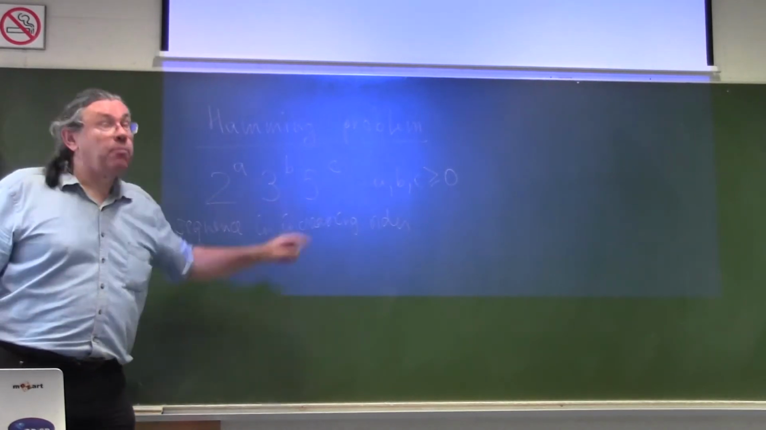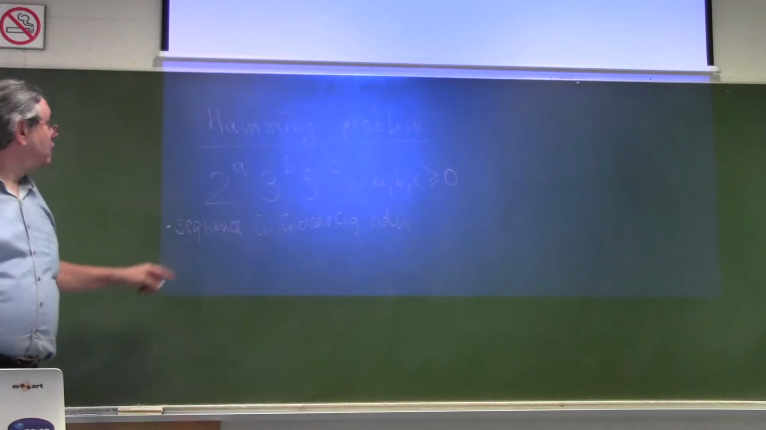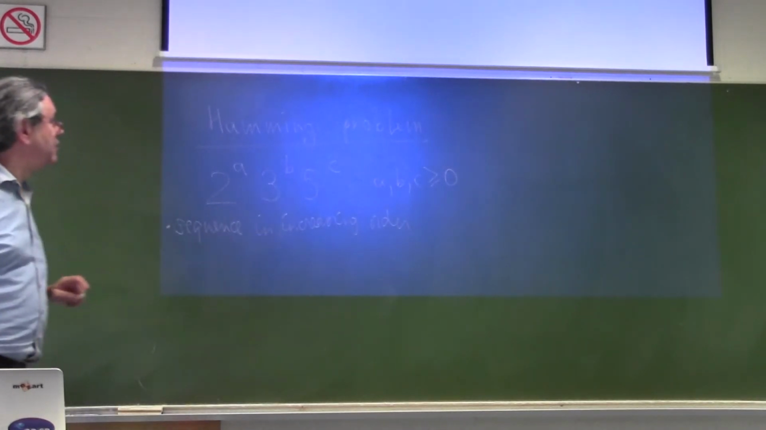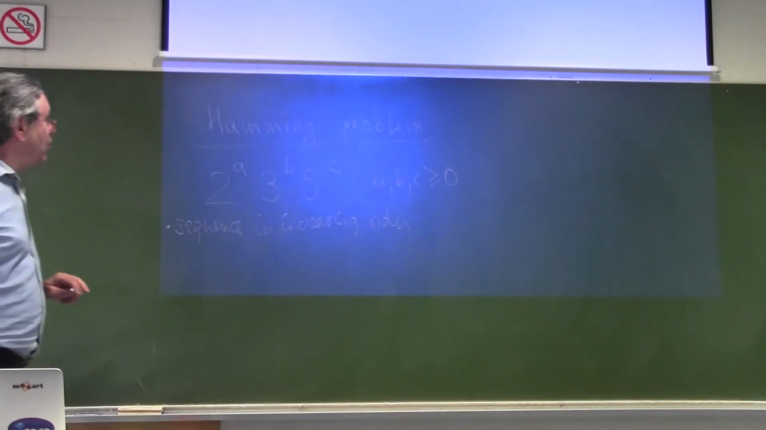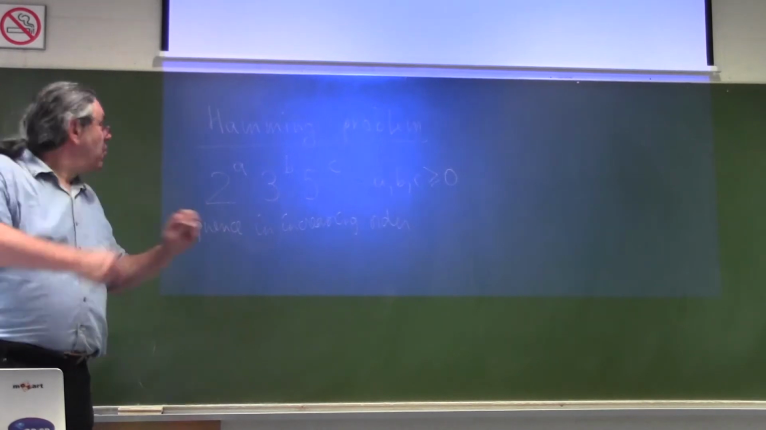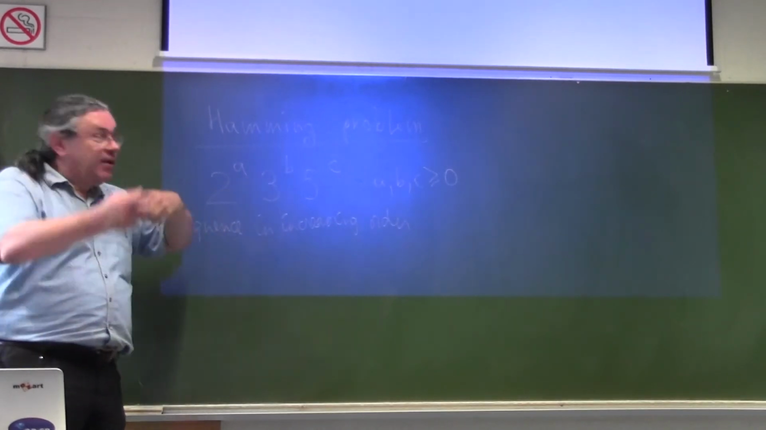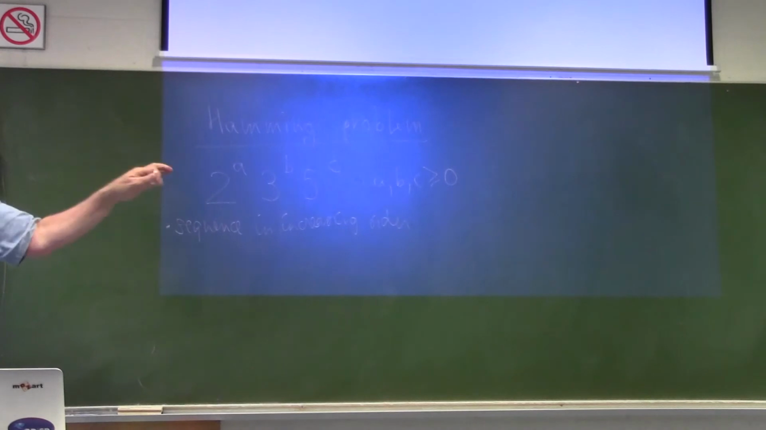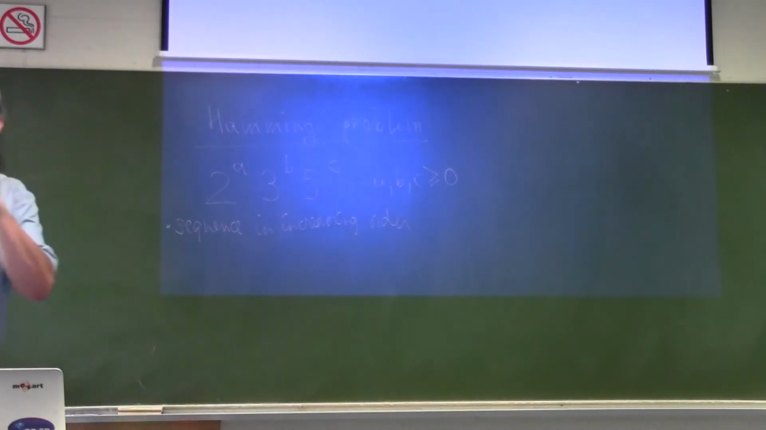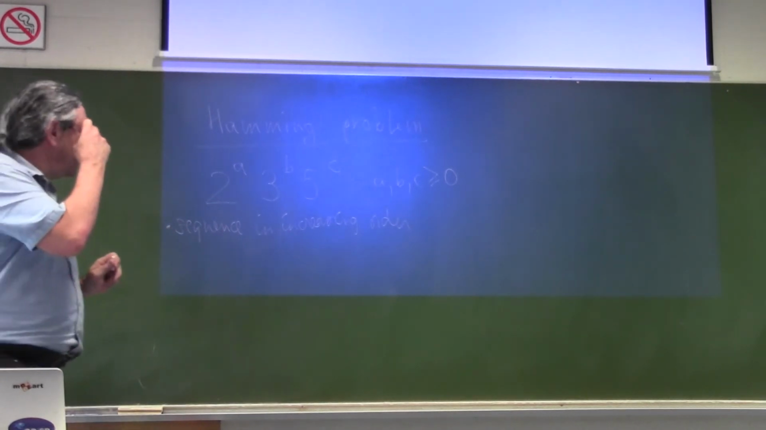So 2, 3, and 5 are prime numbers. 2 to the A times 3 to the B times 5 to the C, but in increasing order. You see, it's not that simple, because when you increase these numbers, they get all mixed up, but you want them in increasing order. Okay?